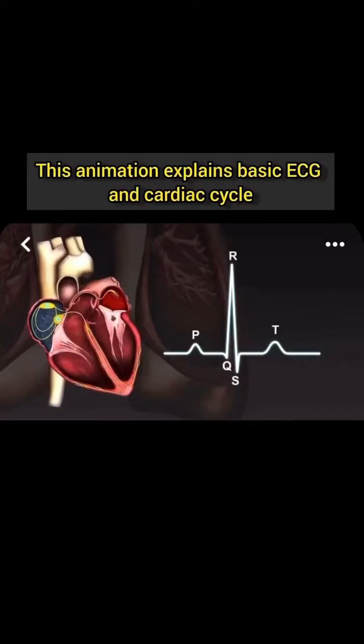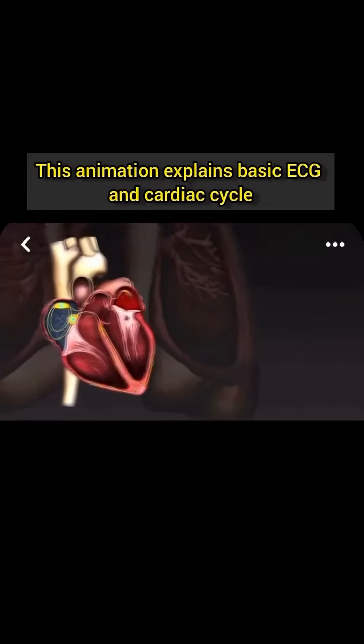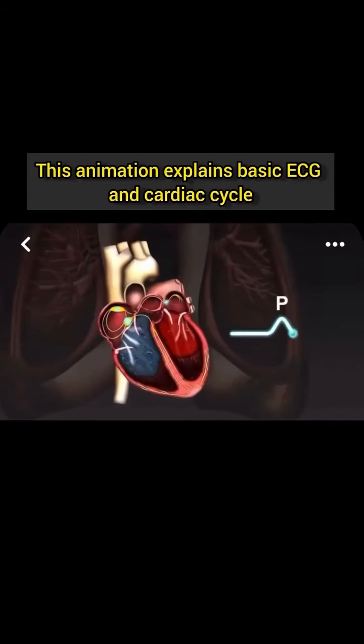The animation shows how the different ECG waves are produced during a cardiac cycle. The P wave is produced as the electrical impulse travels through the atria, causing them to contract. The P wave corresponds to atrial depolarization.